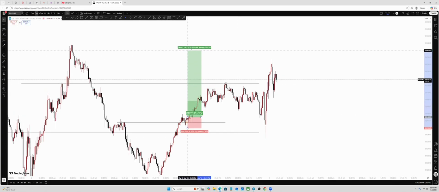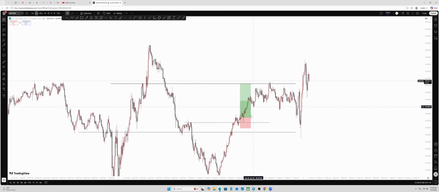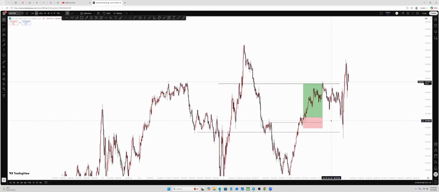Initially, we were targeting all the way here, but because of this key level, it's best to just place my take profit, sorry, at this key level right here. As you can see, price rejected off that key level.